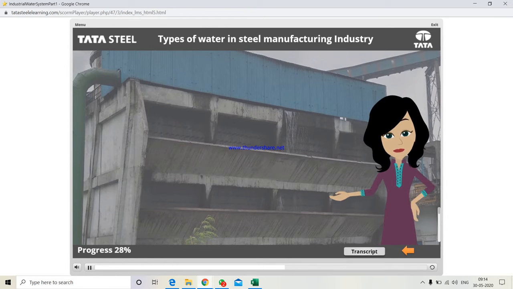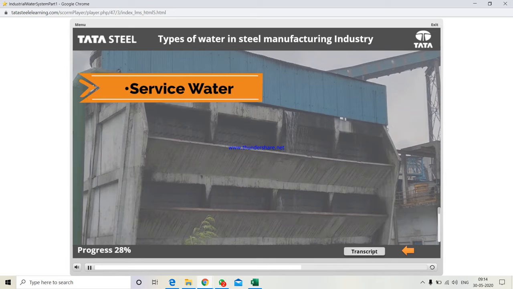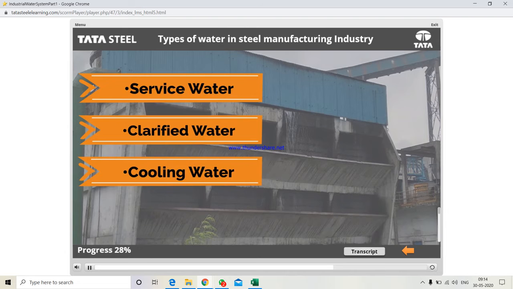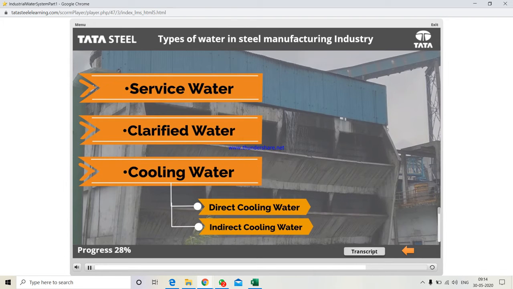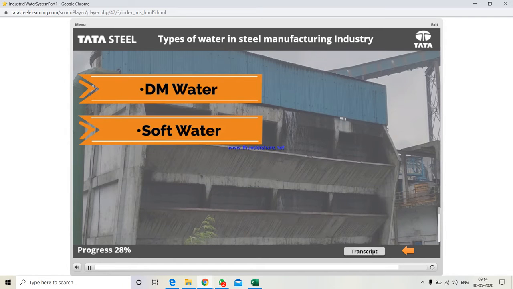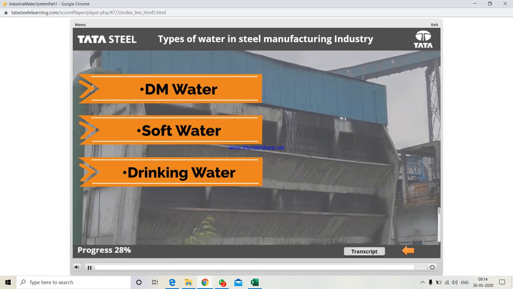They are as follows: service water, clarified water, cooling water, direct cooling water, indirect cooling water, DM water, soft water, and drinking water.